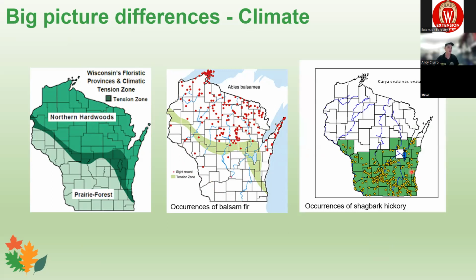And here's another map with shagbark hickory. You can see that, due to the little bit longer summer and a little bit shorter winter, shagbark hickory is going to grow down in southern Wisconsin. And the tension zone is what we refer to as the middle part there. You're going to have everything there. So at least when it comes to climate differences.